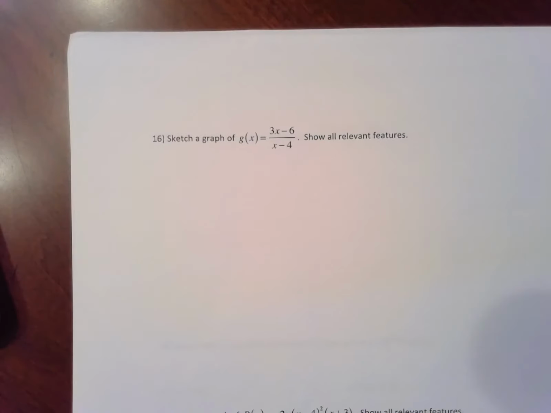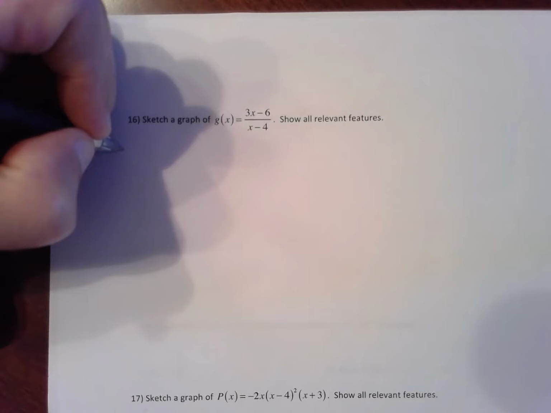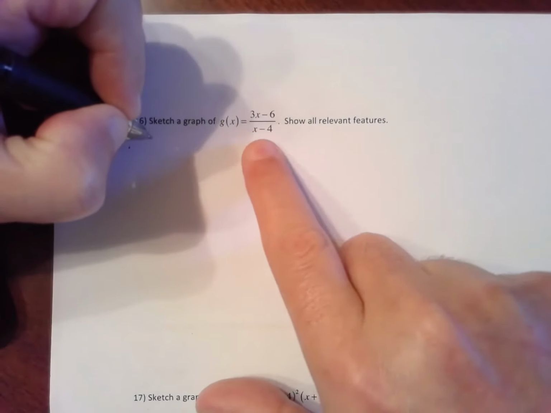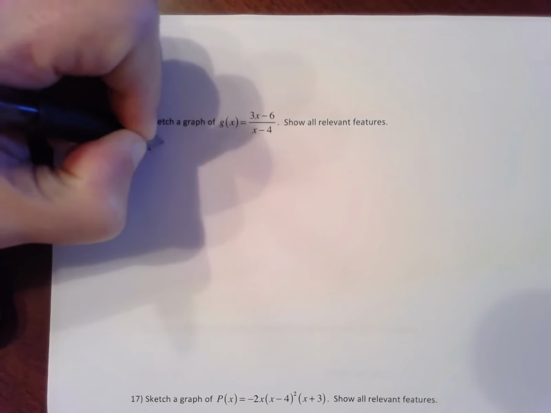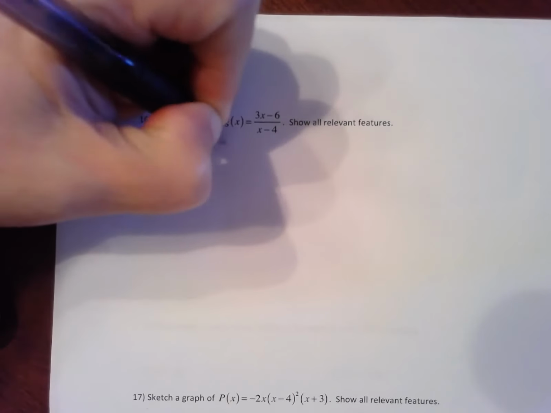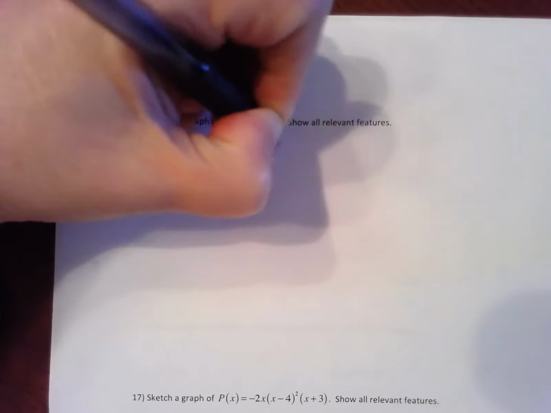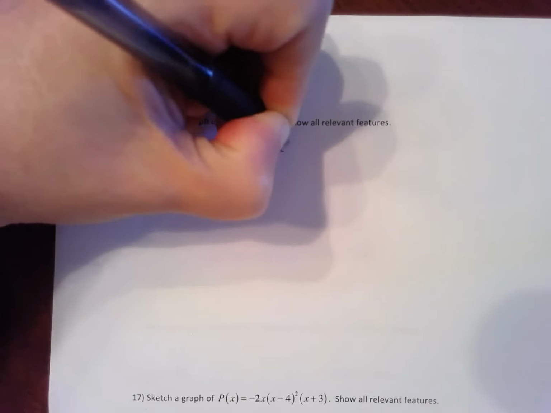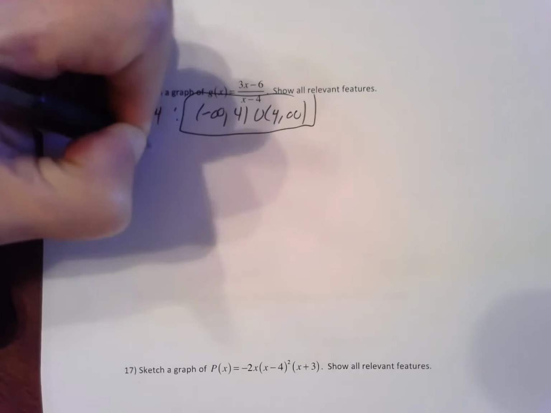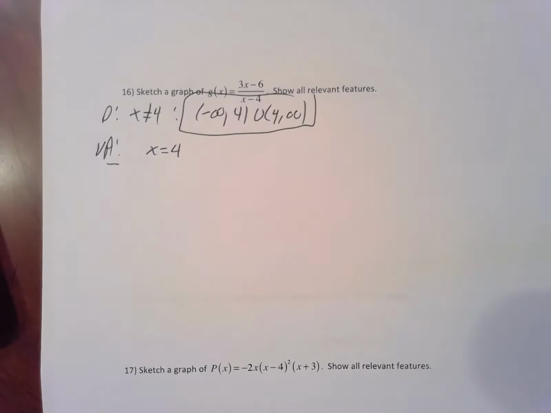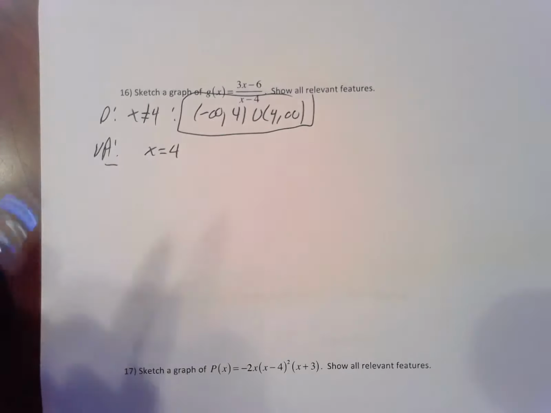Okay, now we got this rational function. We got to find everything. Domain, asymptotes, intercepts, all those 7 steps we had in the video. So domain, bottom's not allowed to be 0. X is not allowed to be 4. That's negative infinity to 4, union 4 to infinity. Vertical asymptote, same question. Anybody that makes the bottom 0 is an asymptote. Asymptotes are lines, not numbers. X equals 4.